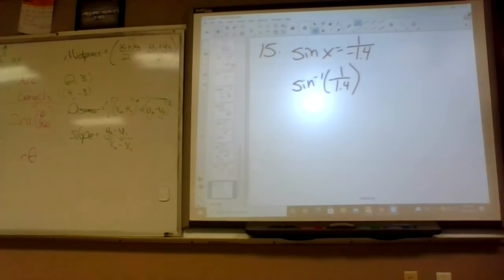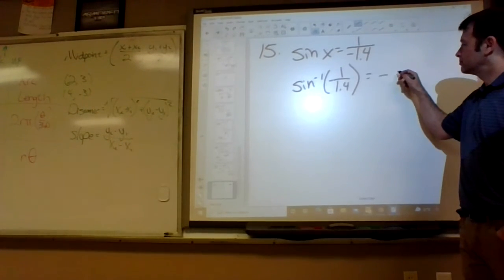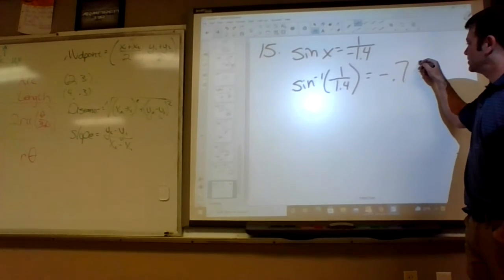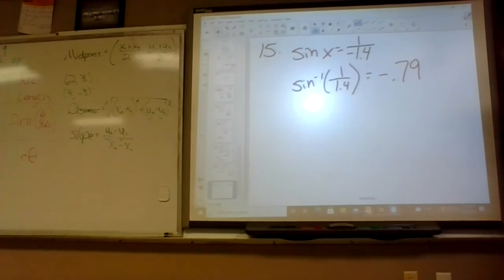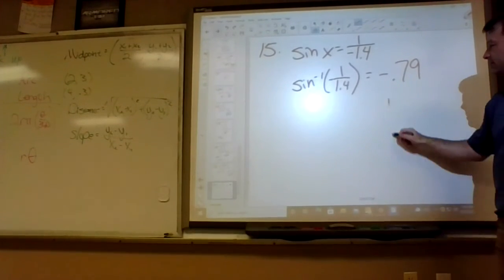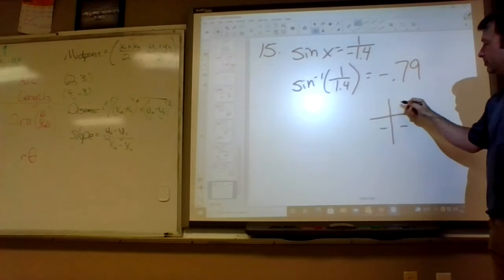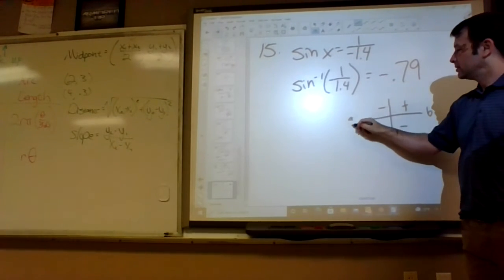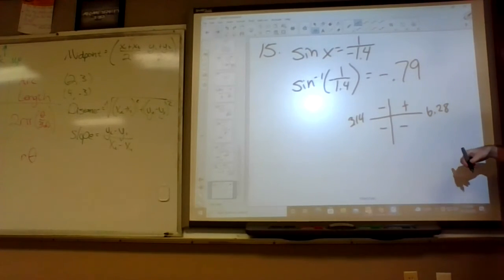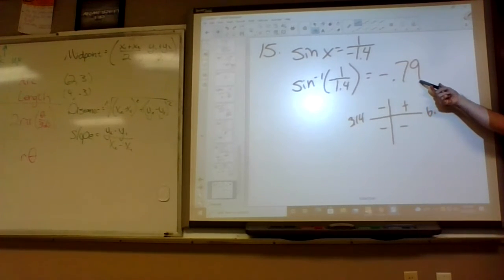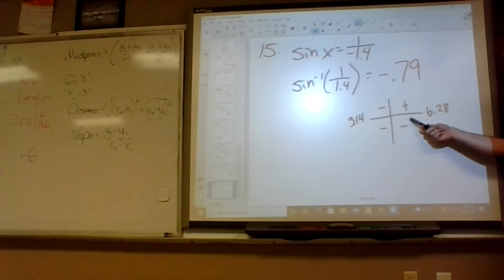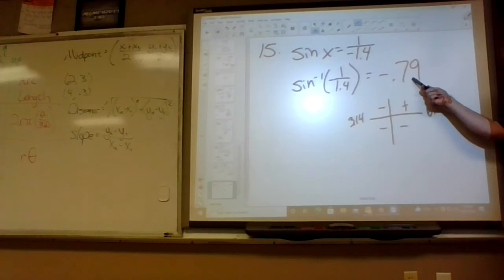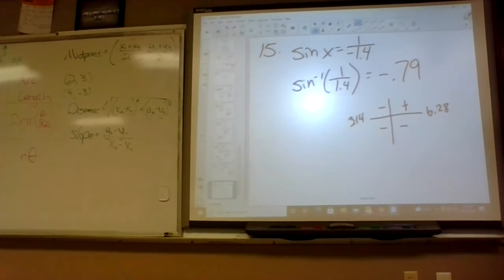What does that come out to? 0.79? Okay. Where is sine negative? Down below. So we need a fourth quadrant and a third quadrant angle, with 0.79 as the reference angle. So how do I find the fourth quadrant? 6.28 minus 0.79.